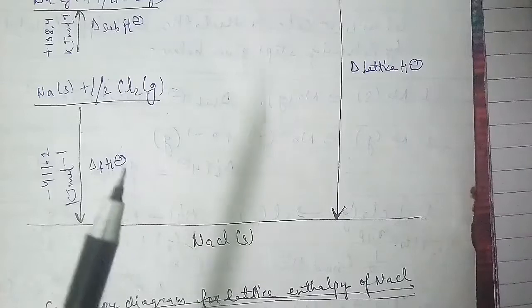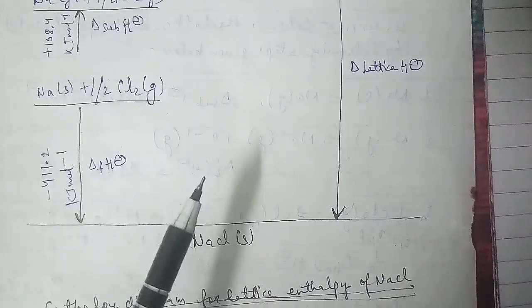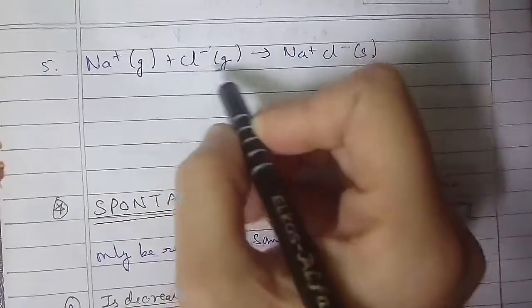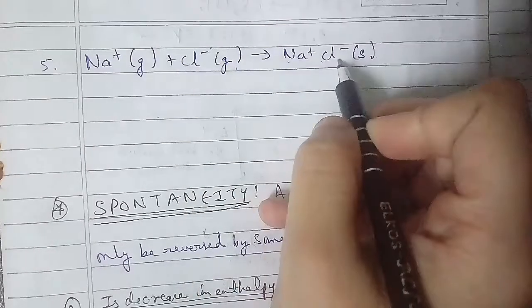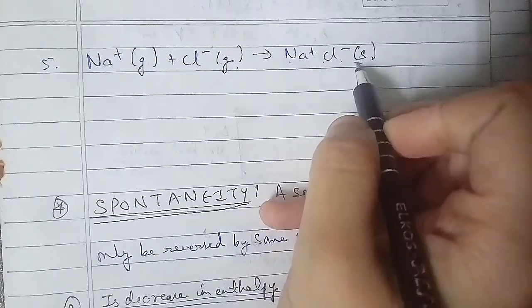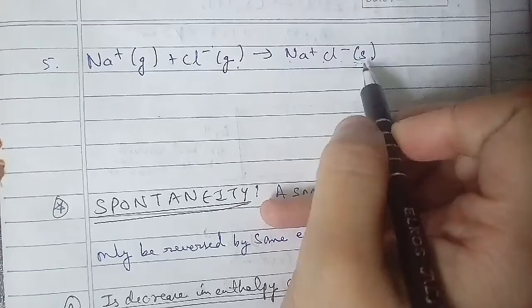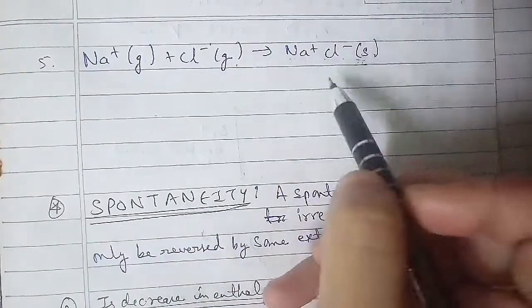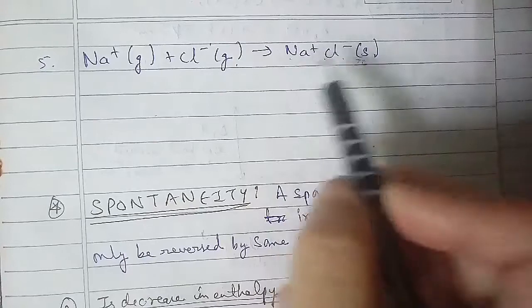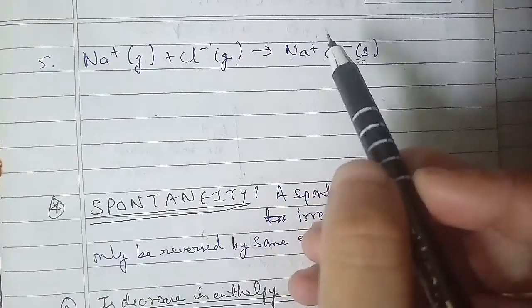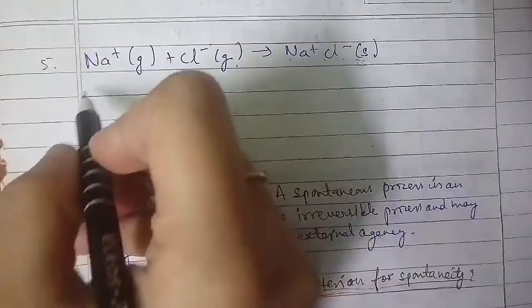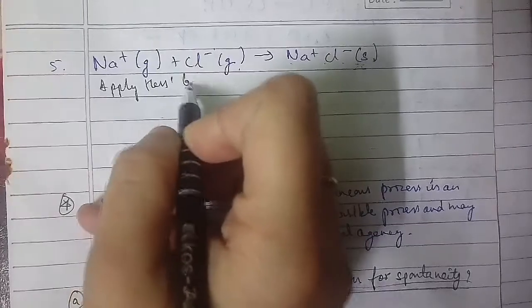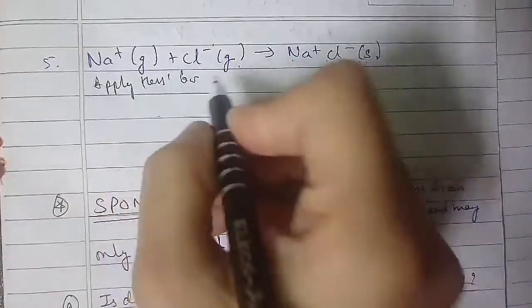The importance of that cycle is that the sum of the enthalpy changes around a cycle is 0. So we are applying Hess's law that we discussed earlier. Applying it, we get delta lattice H° equals 411.2 plus 108.4 plus 121, plus 496, minus 348.6. With this, the lattice enthalpy we find is plus 788 kilojoule per mole.